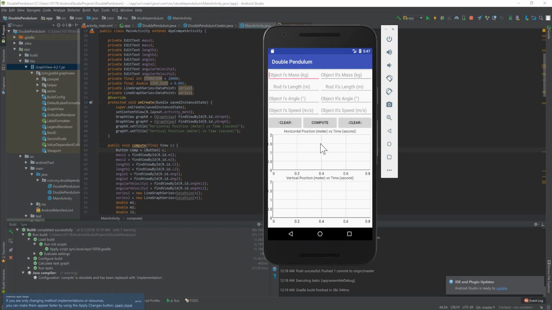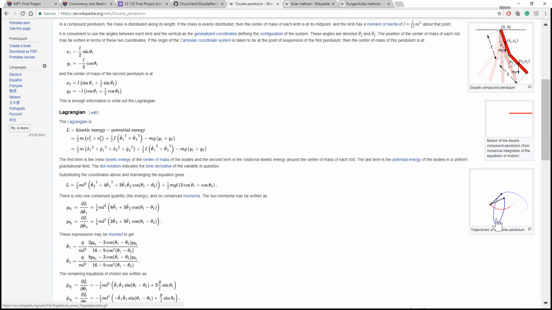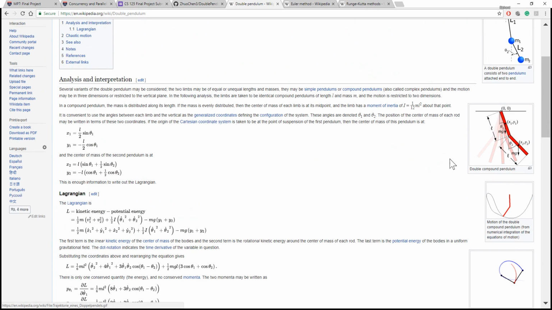So this app is a double pendulum simulator. Everyone here knows what a pendulum looks like, right? A double pendulum is just two pendulums being connected together. The double pendulum we simulated consists of two point masses and two hard rods attached to some point. As you can see, here are some examples of a double pendulum and their traces.